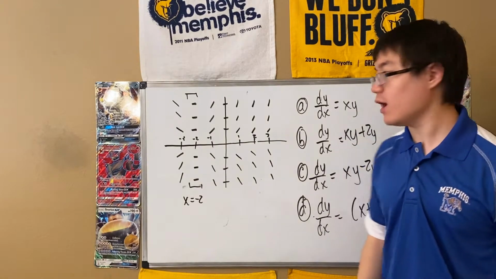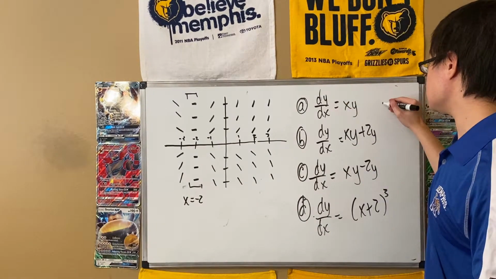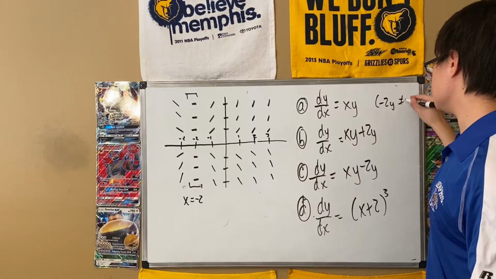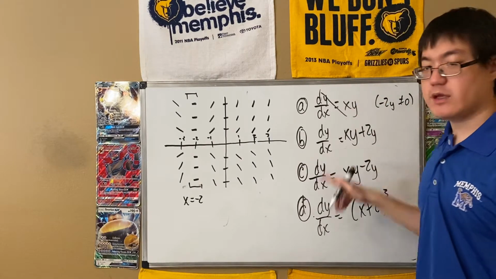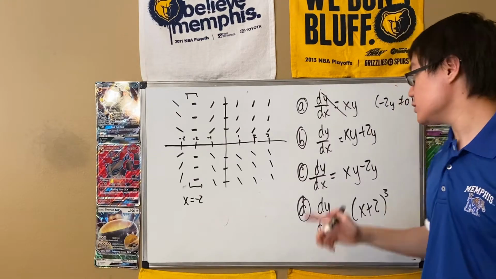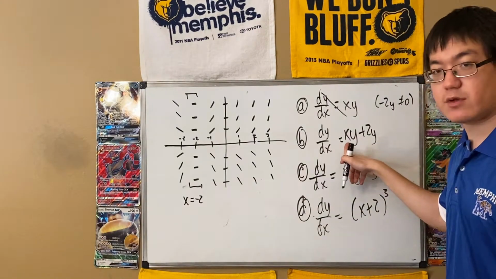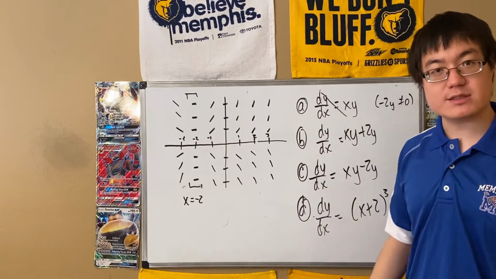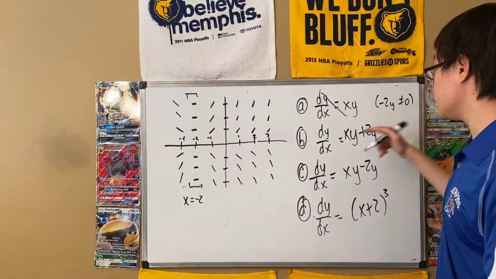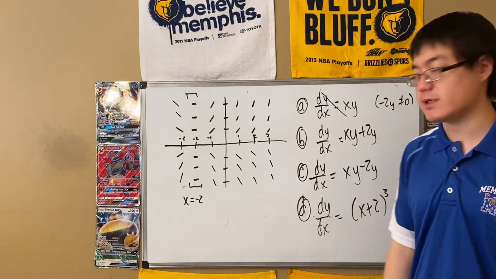Notice when you plug in -2 into this, you're not going to get 0. You're going to get -2y. So that's why this cannot be the answer. -2y does not equal 0. When you plug in -2 into this one, you actually could get an answer, because when you plug in x is -2, you get -2y plus 2y. That is 0. So this potentially could still be a candidate for the answers.